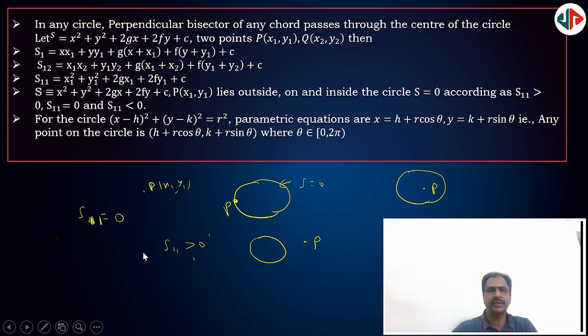Remember, the point lies outside if S11 is positive. The point lies on the circle if S11 is equal to 0. The point lies inside the circle if S11 is less than 0. Here S11 less than 0. Here S11 greater than 0. Here S11 is equal to 0.